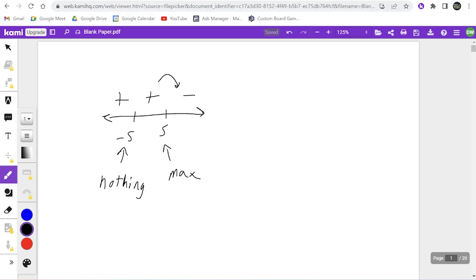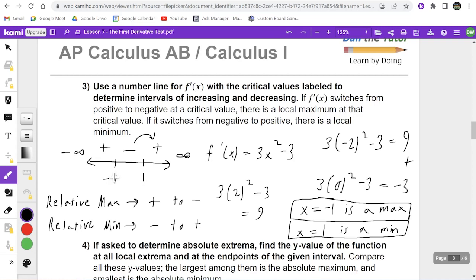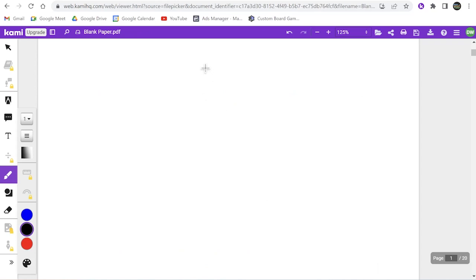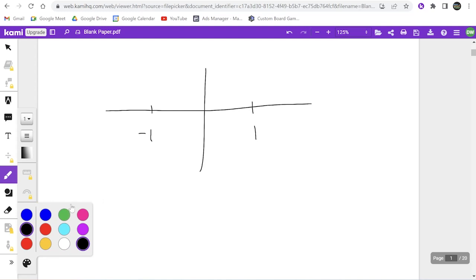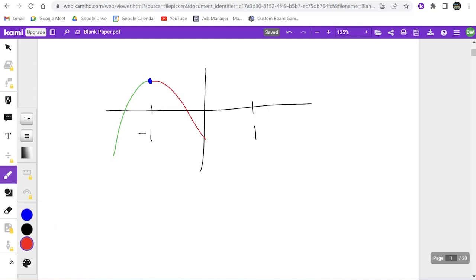And in case you're wondering what this looks like on a graph, this negative, positive here, let me show you. Here's a graph. I'm just going to make up a random graph. And here's negative 1 and here's positive 1. From the left, we're saying we have positive slopes. So something that looks like this. And then at negative 1, like we said, the slope is 0. And then from negative 1 to positive 1, we said we have negative slopes, which looks something like this. And then at 1, again, the slope is 0. And then after 1, we have positive slopes again.